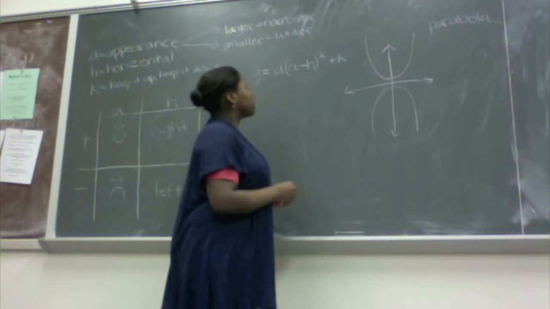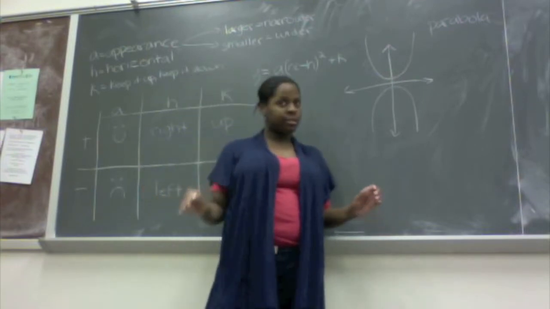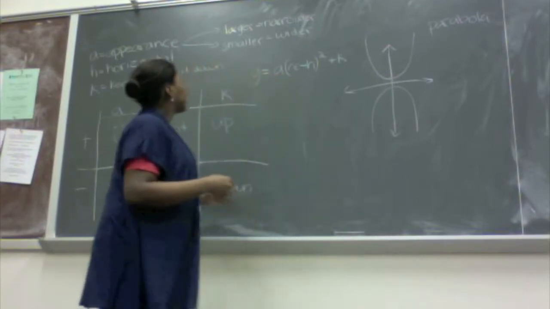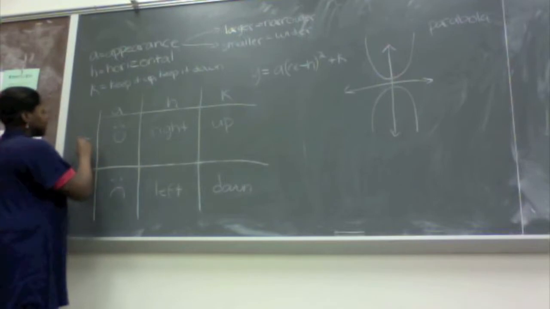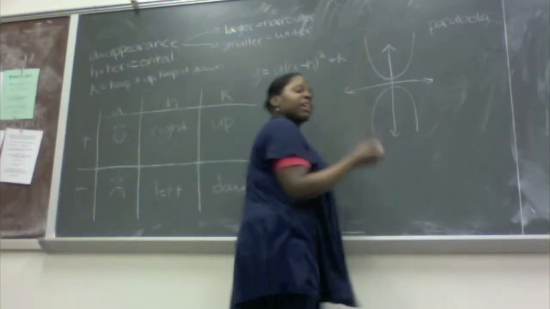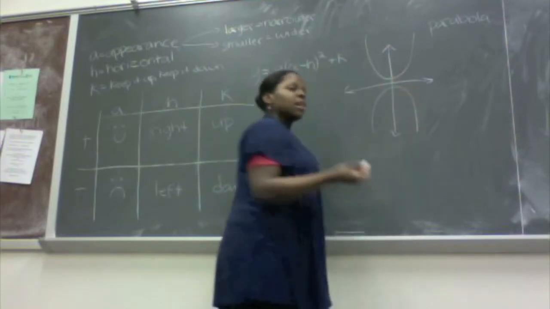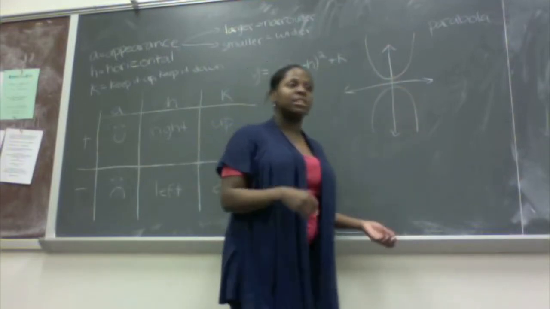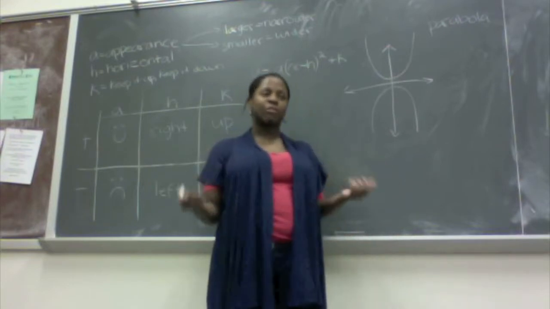Okay? So the first one, a, we're going to say a stands for appearance. All right? So a, if it's positive or negative, the positive makes it face this way, kind of like a smiley face. And if it's negative, it makes it face down, kind of like a sad face. So think positive, positive attitude, you're smiling. Negative, you're kind of down, so you're frowning.